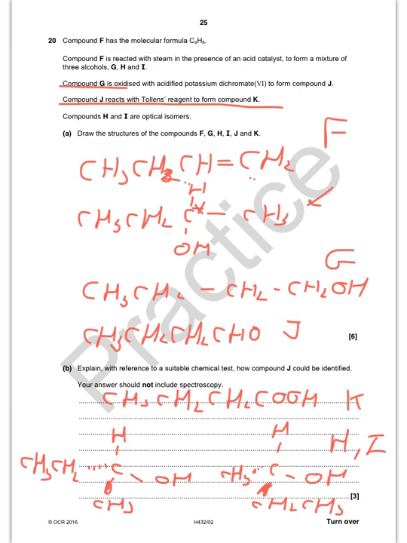So the next part, B, is how can I identify J with a chemical test? So J is an aldehyde. As you know, with carbonyl compounds, you can add 2,4-dinitrophenylhydrazine and you will get an orange precipitate. You then recrystallize that precipitate and take the melting point of the crystals, and you compare that melting point to known values in a data book, and that will identify the original aldehyde that you started with.